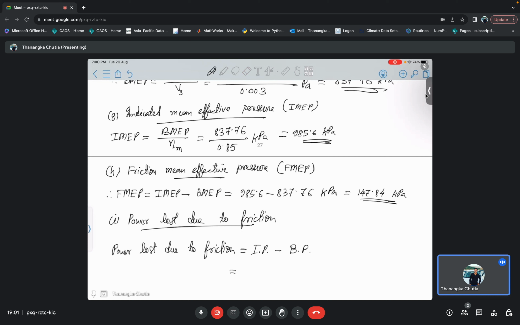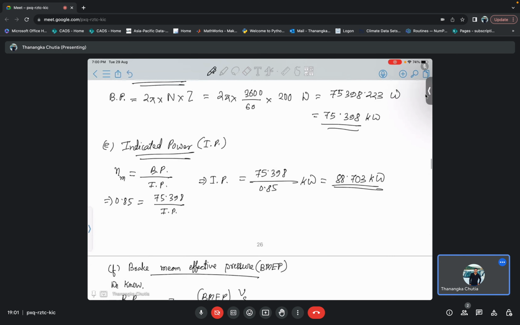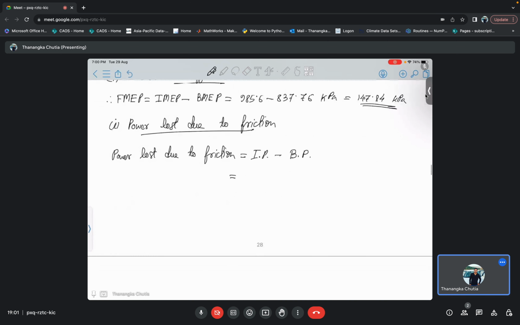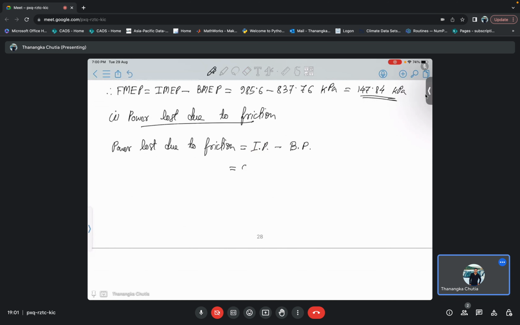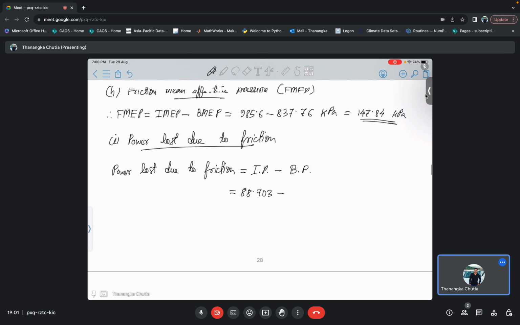So what is your indicated power? 88.703 minus, and what is your brake power? 75.398 kilowatt. So that is 13.305 kilowatts. So this much amount of power is lost due to friction.